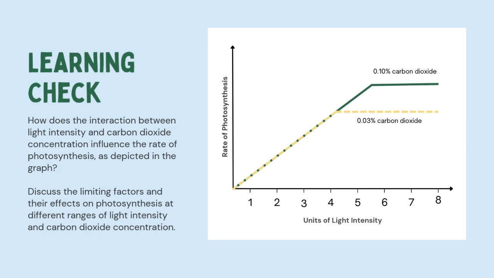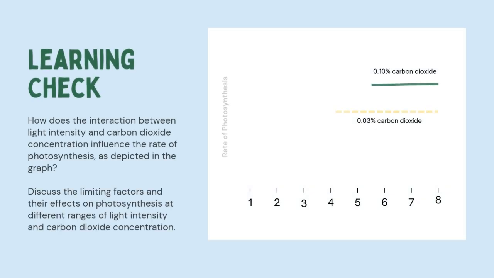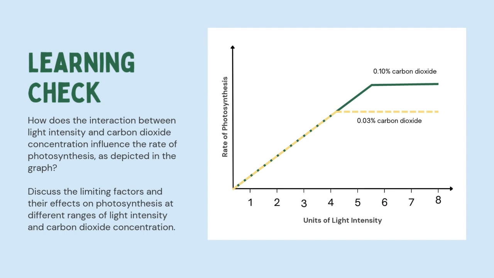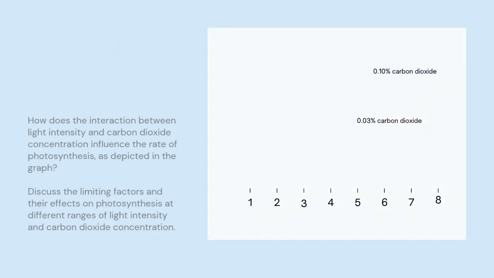Learning check. How does the interaction between light intensity and carbon dioxide concentration influence the rate of photosynthesis, as depicted in the graph? Discuss the limiting factors and their effects on photosynthesis at different ranges of light intensity and carbon dioxide concentration.